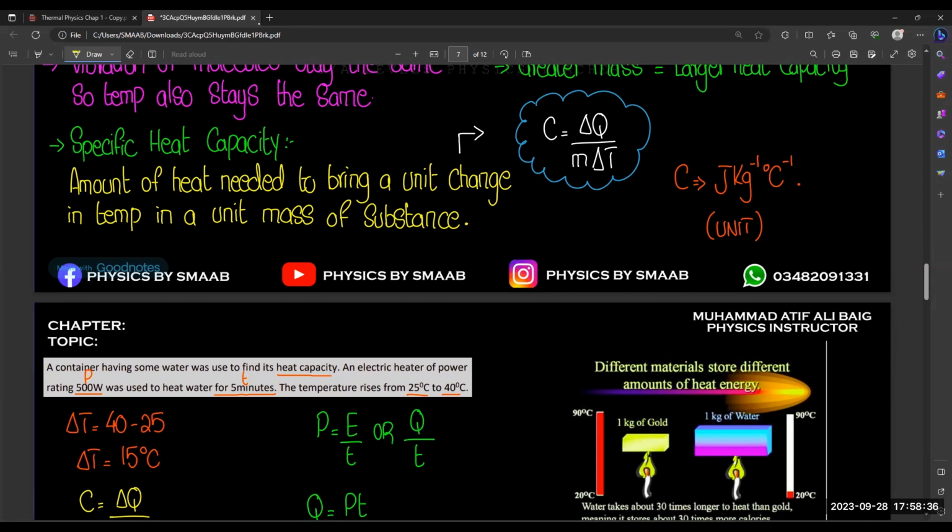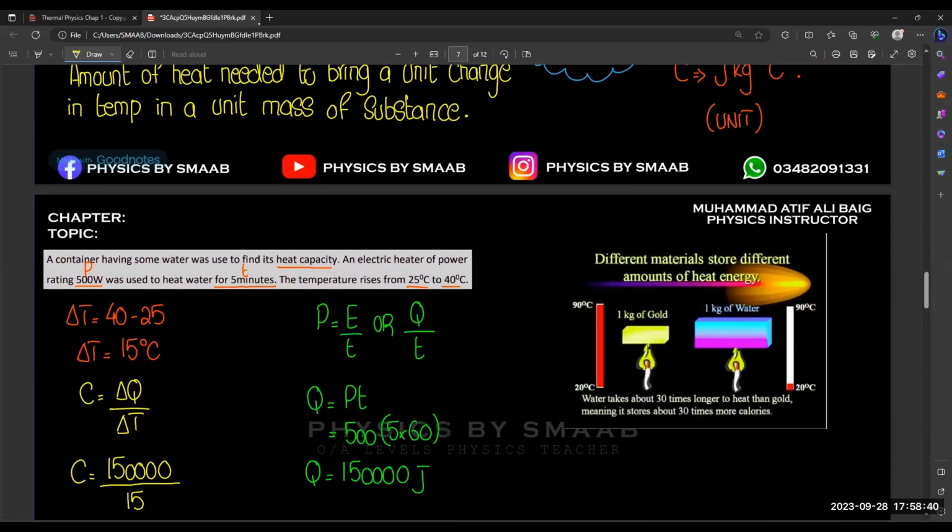It says water takes about 30 times longer to heat than gold, meaning it stores about 30 times more calories. Because when it takes more time, definitely you are providing thermal energy to the water, and you know that water boils at 100 degrees. So at 100 degrees Celsius all thermal energy is going to be stored in the water. Then after 100 degrees Celsius it starts to convert into the gaseous state, right?